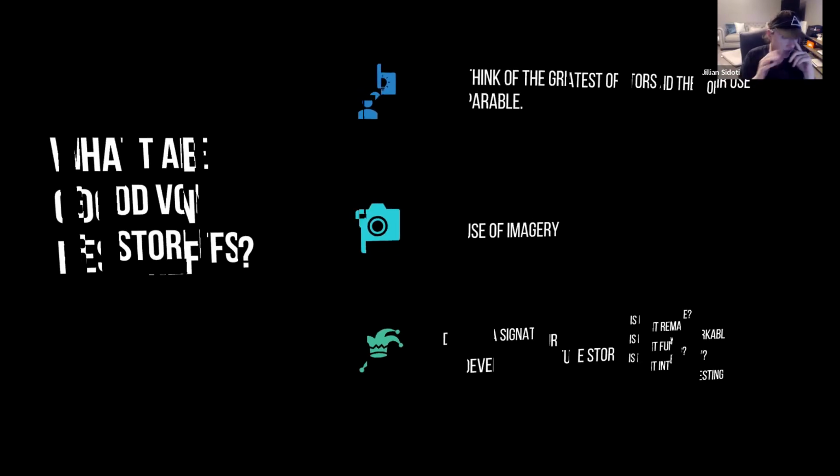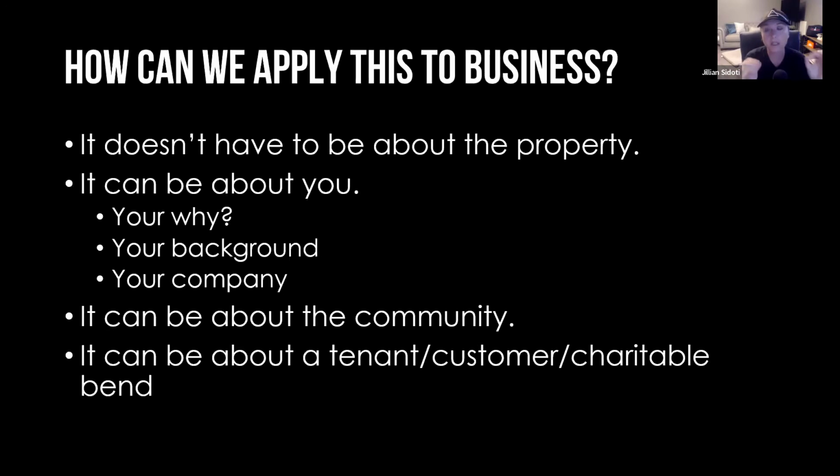First of all, I want you to know it doesn't have to be about the property. It can be about you, your why, your background, or your company. It can be about the community. It can be about the tenant, customer, or charitable bend, whatever it is. It doesn't have to pull at heartstrings either, guys. It just has to pull some kind of emotion.